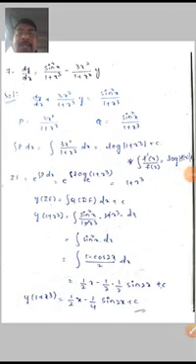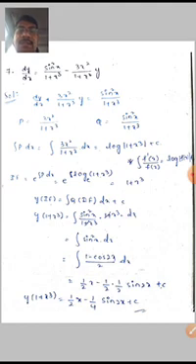Here dy by dx is equal to sin square x by 1 plus x cube minus 3x square by 1 plus x cube into y. We have to convert it into the form of dy by dx plus 3x square by 1 plus x cube into y is equal to sin square x by 1 plus x cube. Here that is in the form of p is equal to 3x square by 1 plus x cube, q is equal to sin square x by 1 plus x cube.